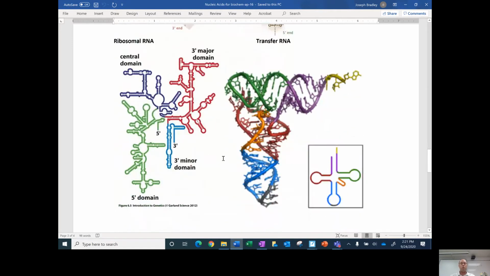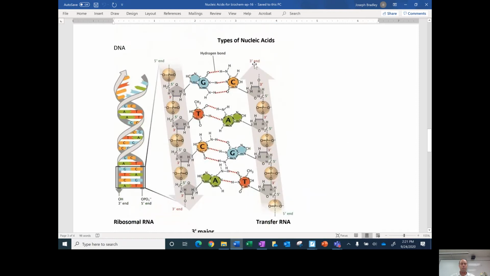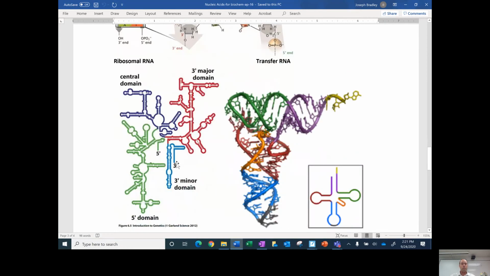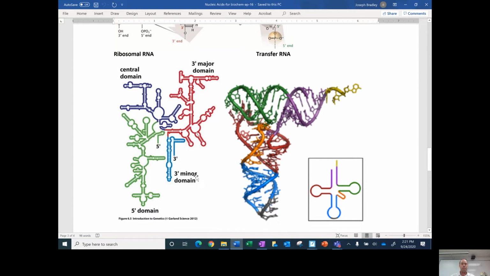This is a picture of ribosomal RNA. Ribosomal RNA is actually single-stranded. You can see it has a 3' and 5' that refer to the ends. So this is a 3', 5', and then another 3' and 5'. In the case of the ribosome, it's just folded over many, many times, but it's a single strand.